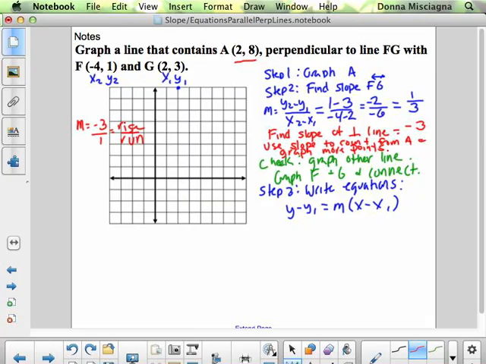Down 3, 1, 2, 3, to the right 1. Down 3, to the right 1. Down 3, to the right 1. Oh, we can do it one more time. There we go. And we'll go ahead and connect our points. Let's see if I can draw a straight line.